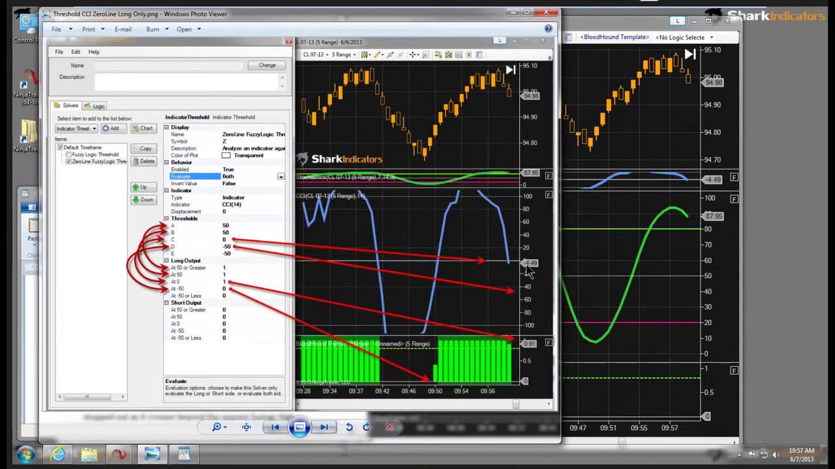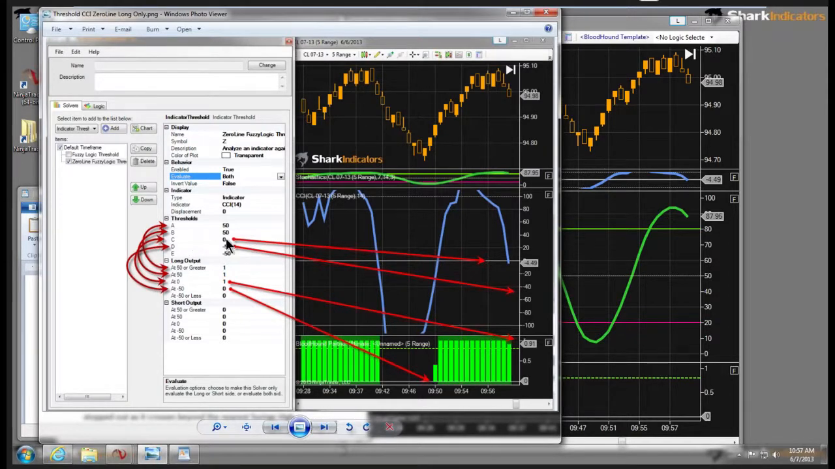So as we dip below the 0 line, we're at -4.5. From the 0 line to right here where it's -50, BloodHound is going to start calculating this ratio of where the CCI is between 0 and -50. BloodHound's going to calculate that ratio and apply that ratio to the output, and so the output varies from 1 to 0. We can see that the solver's output dipped down to basically 91% as the indicator broke below the 0 line.